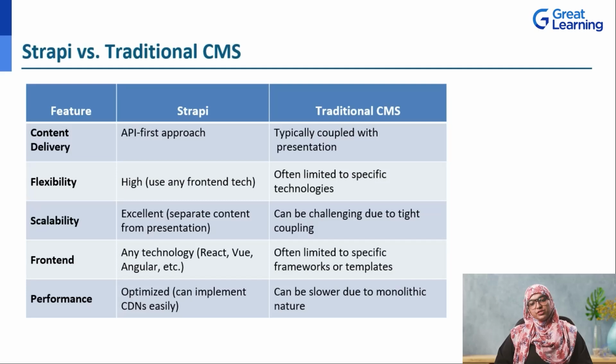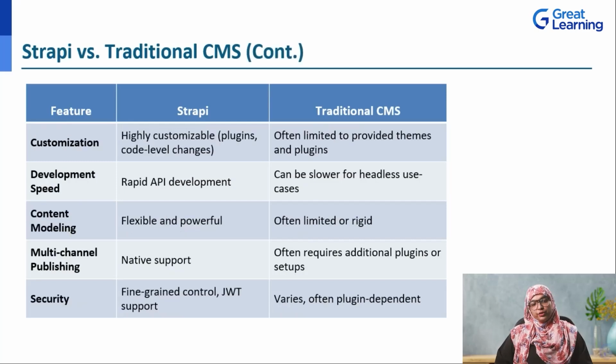But for your traditional CMS, it is often limited to specific frameworks, or your traditional CMS also provides specific templates. Based on those templates, you will be able to customize it only. Okay, and then the performance, you can say that the performance is optimized and can implement your content delivery networks easily. But here in your traditional CMS, the performance can be slower due to the monolithic nature. Fine. And then a few more differences you can say is customization. Your Strapi is highly customizable, and then it also has built-in plugins which will help you customize based on the use cases for which you're trying to build your app, right?